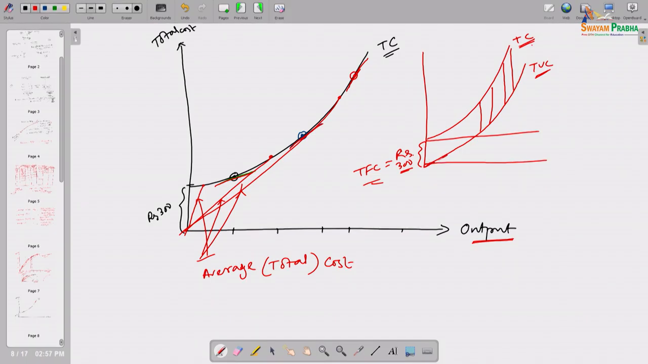Okay. And if we take different points and their respective rays through the origin, their slope is called average variable cost. These are average total cost or average cost, and the slopes of these lines are called average variable cost.